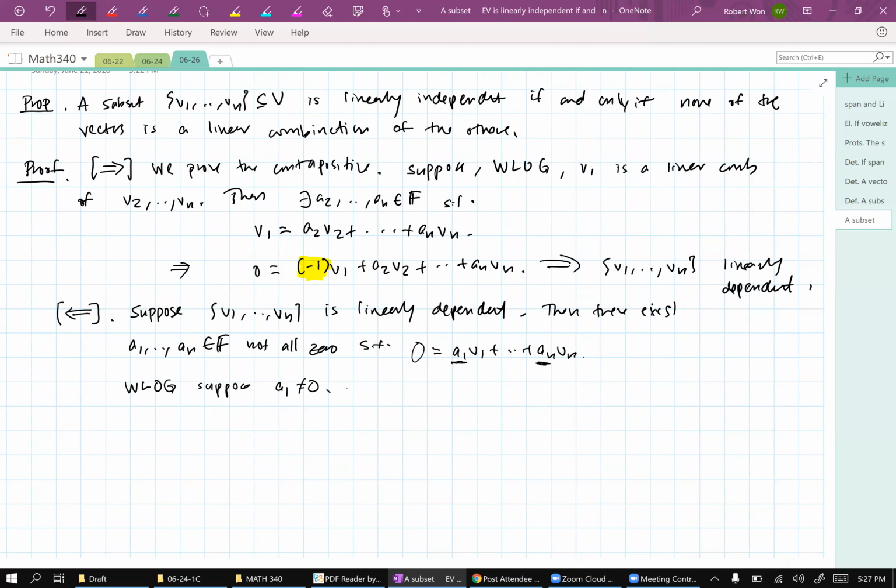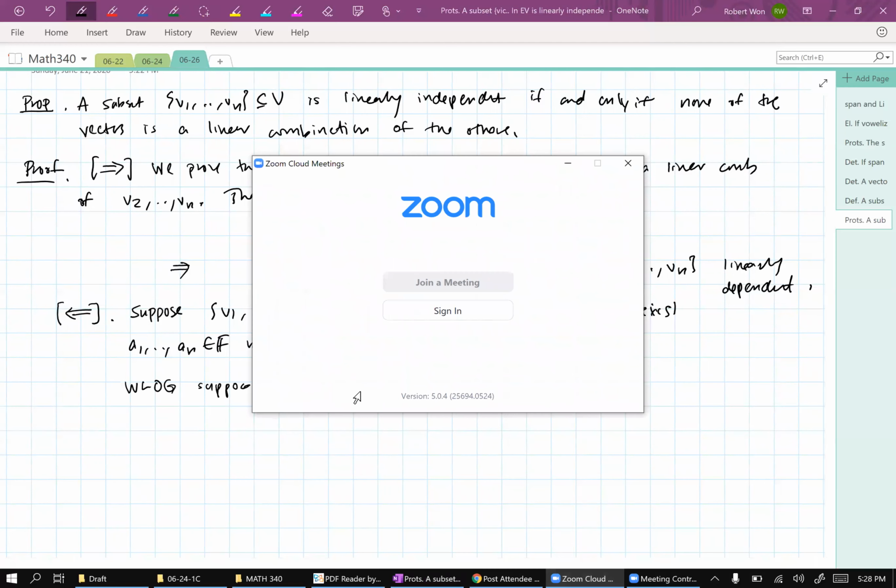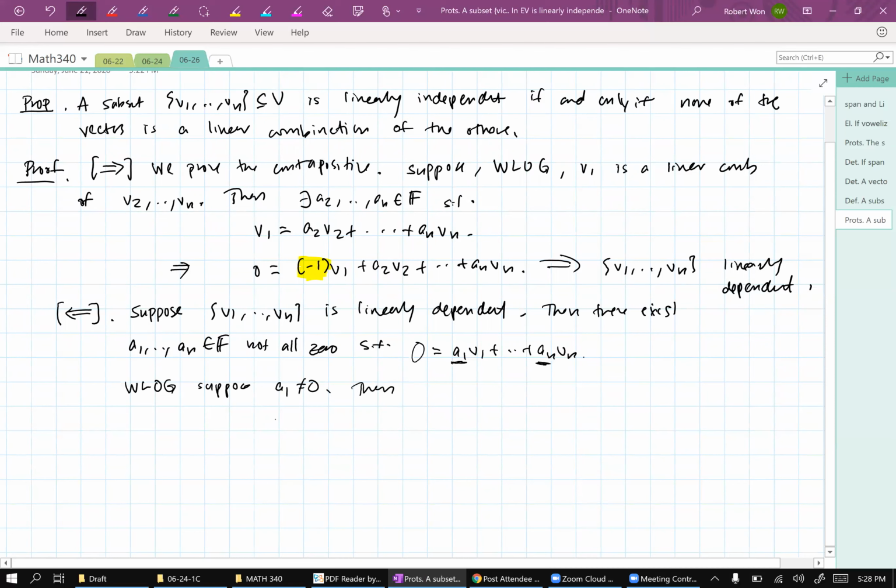Well, since a1 is non-zero, it means I can divide by a1, because I can divide by any non-zero scalar in F. So then v1 equals negative a2 over a1 v2 minus a3 over a1 v3 minus an over a1 vn. All I've done is subtract a1 v1 to the other side and divide by a1 because it's non-zero. But this shows that v1 is a linear combination of the rest of the vectors.